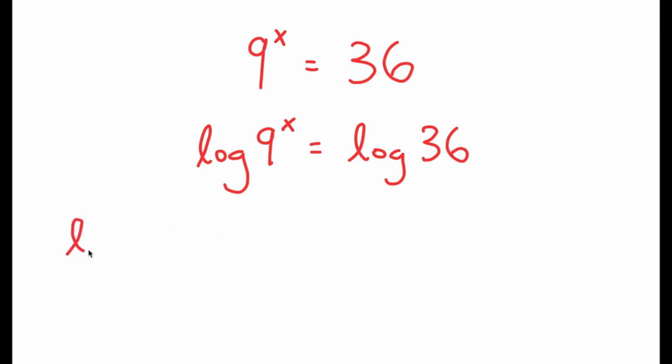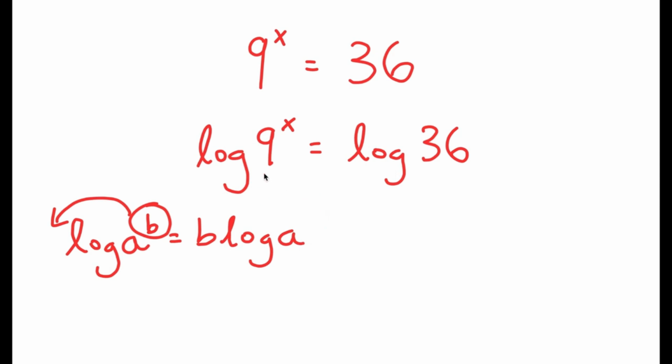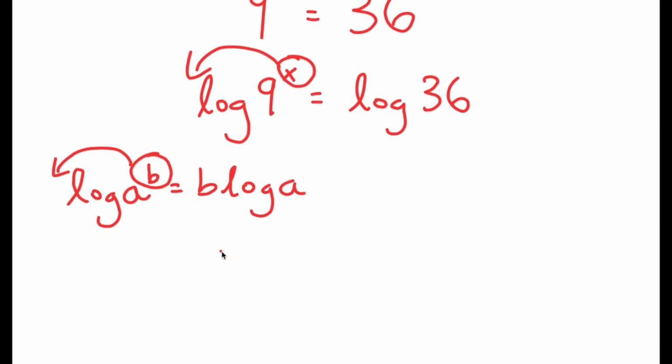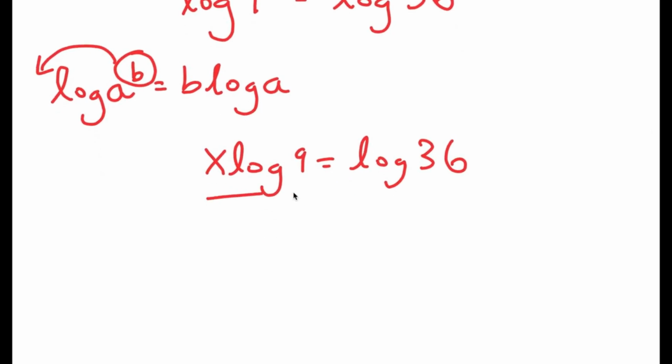Now, if I have something in the form log a to the power of b, I can move this exponent b to the front, so this turns into b times log a. In this case, I have log 9 to the power of x, and I can move x to the front, so I get x times log 9 is equal to log 36. And from here, I can divide both sides by log 9.